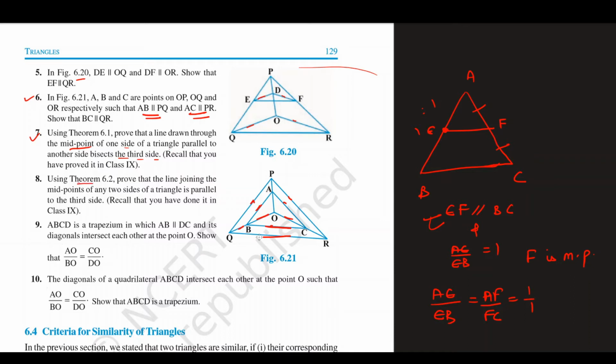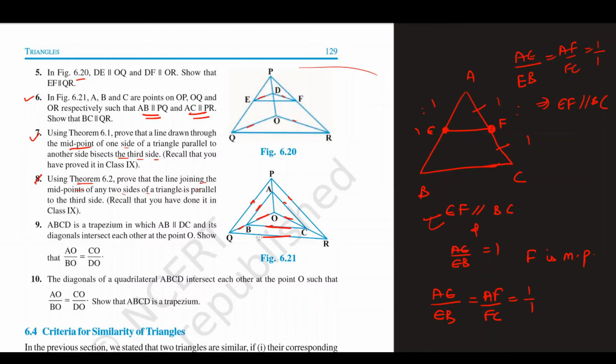Using theorem 6.2, prove that the line segment joining midpoints of any two sides is parallel to the third side. So it is the same case. In this, we are given the ratio. So we know that if E is the midpoint of AB and F is the midpoint of AC, then AE upon EB is equal to AF upon FC, which is equal to 1/1. Hence, this implies EF is parallel to BC. So we are done with this also.